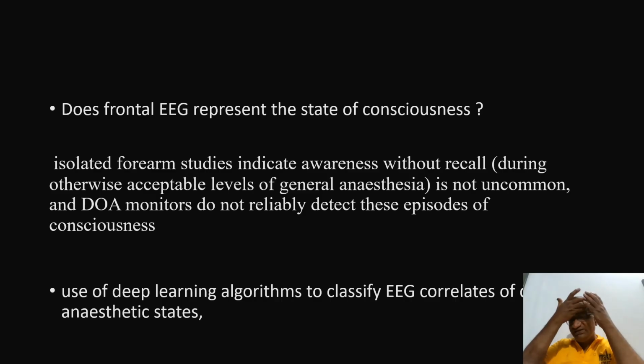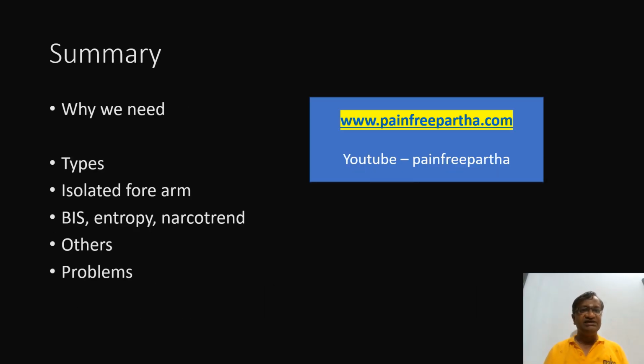We know we are only measuring frontal EEG. There is a question of the thalamus and so on. We say this may be representing the thalamus, this may be representing your somatosensory cortex. Isolated forearm studies indicate awareness without recall. Hearing otherwise is not uncommon, and these monitors do not reliably detect some episodes of consciousness. Deep learning algorithms are being used to classify EEG correlates of anesthetic stimulus. These are all the hassles of monitoring.